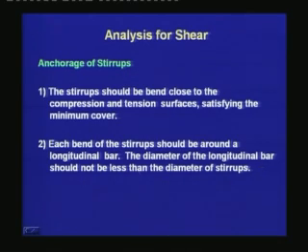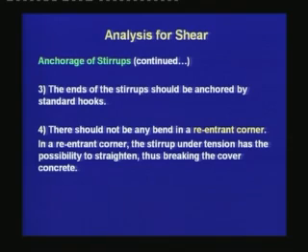The diameter of the longitudinal bar should not be less than the diameter of the stirrups. In order to maintain the bend in the stirrups, the diameter of the longitudinal bar has to be at least equal to the diameter of the stirrup. The end of the stirrups should be anchored by standard hooks. That means wherever we are ending the stirrups, there should be a standard hook, and these hook specifications are given in the handbooks.